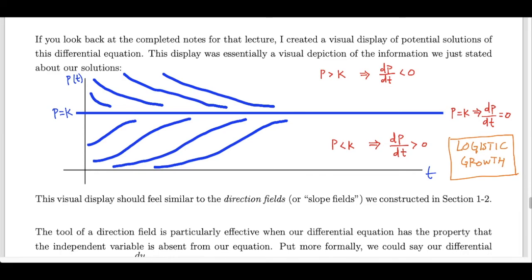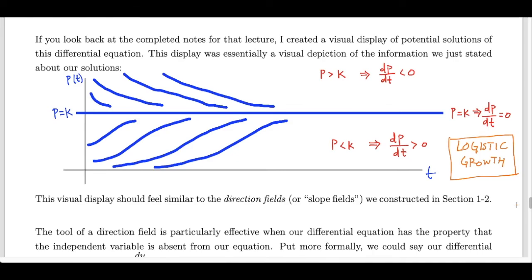This picture here should feel sort of familiar. This maybe feels similar to what we call direction fields or slope fields back in section 1.2. Those were a tool that we used to derive properties from a differential equation without solving the differential equation. So if you don't remember those, go ahead and take a look back at section 1.2 as a quick reminder.